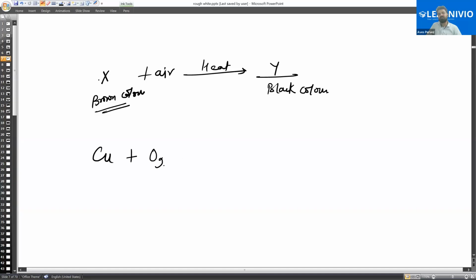Tell me, when it reacts with air, it means it is reacting with oxygen. And you heat it, it will give you what? CuO... Cu2O. This is cuprous oxide.